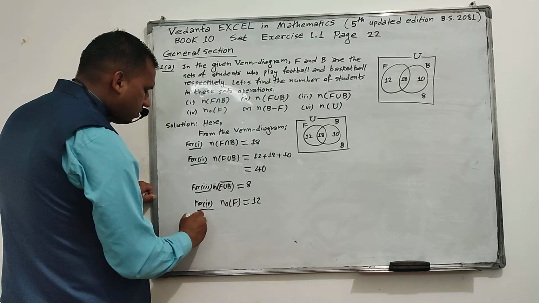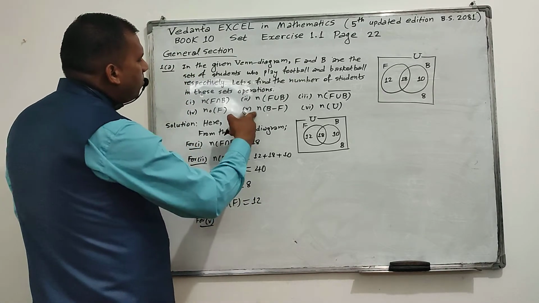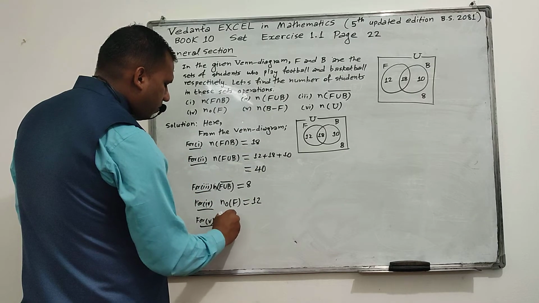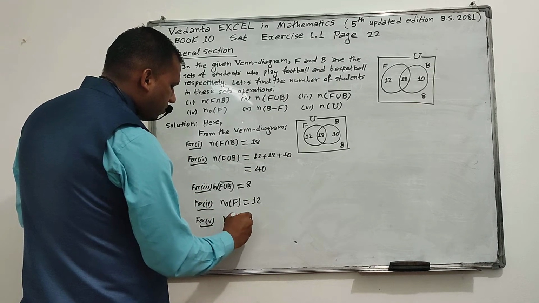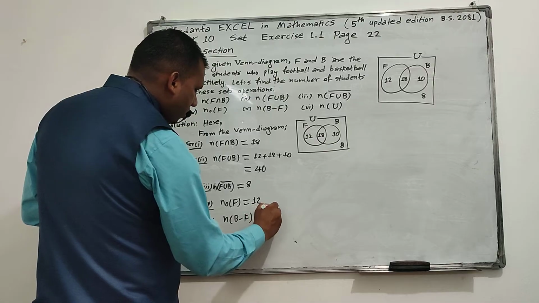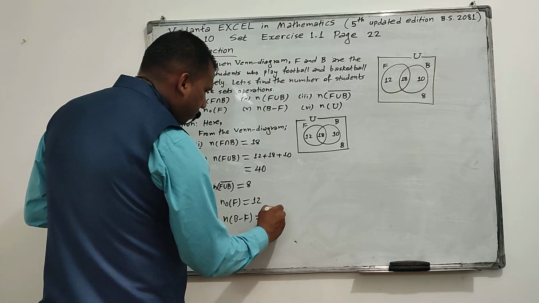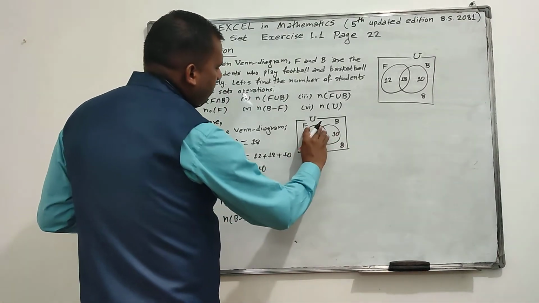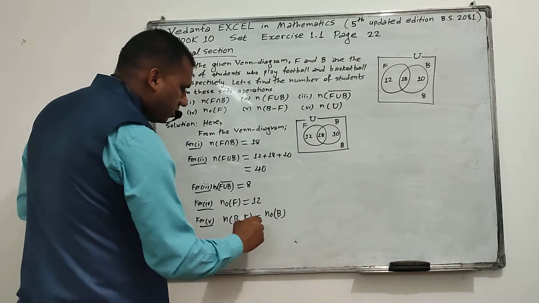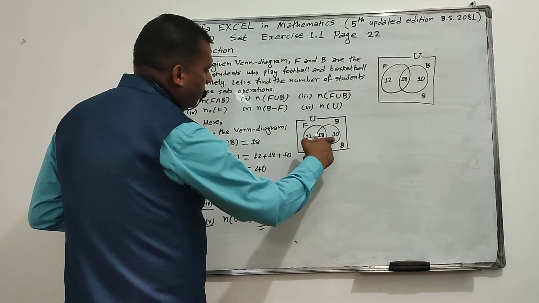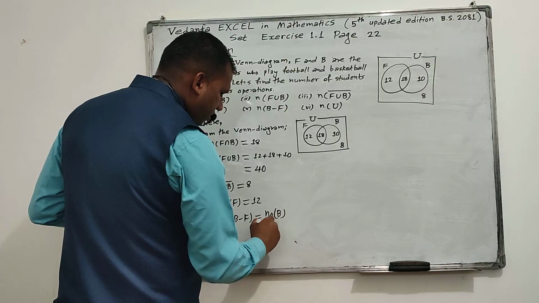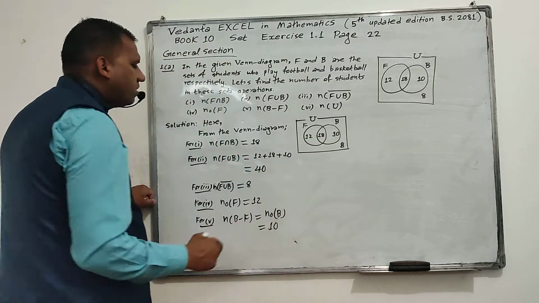For 5, number of B minus F. Number of B minus F, that equal to n not B. B minus F, that is this part, n not B. Number of only basketball, that is 10. n not B is 10.